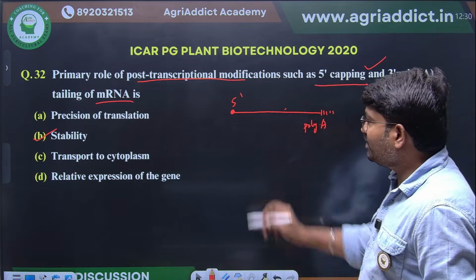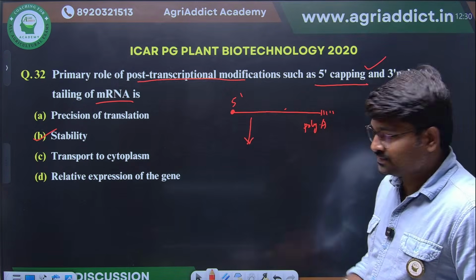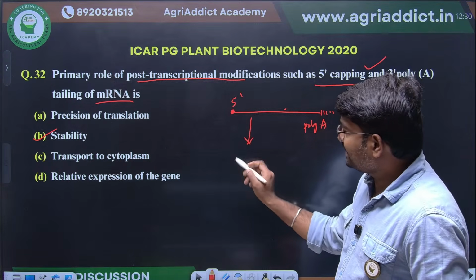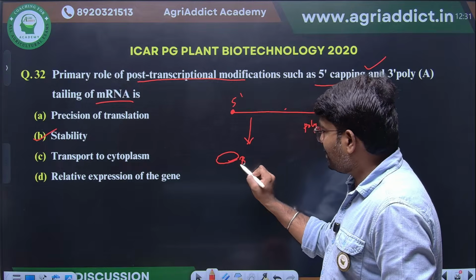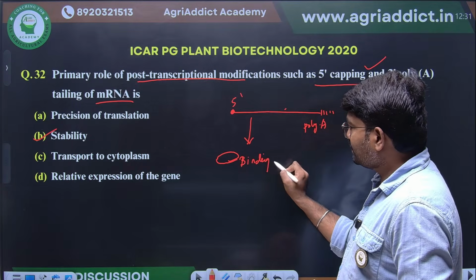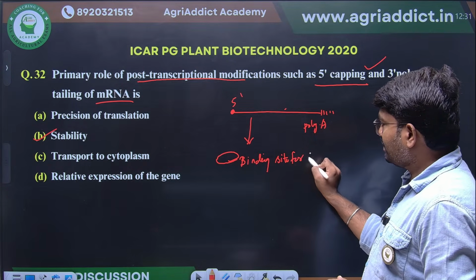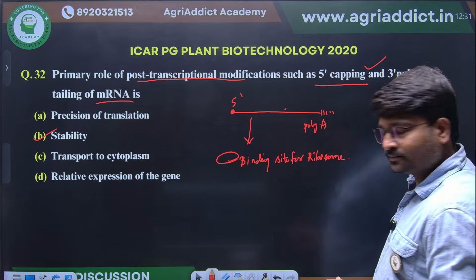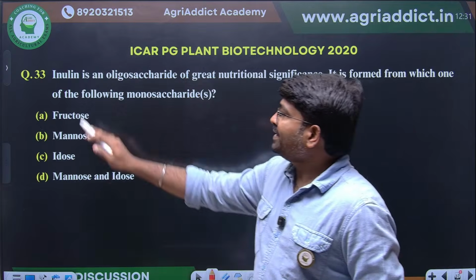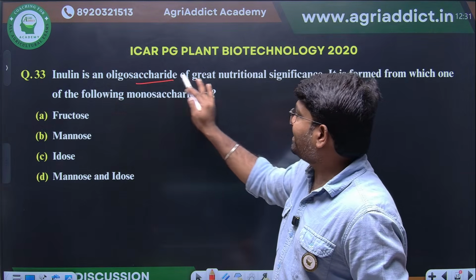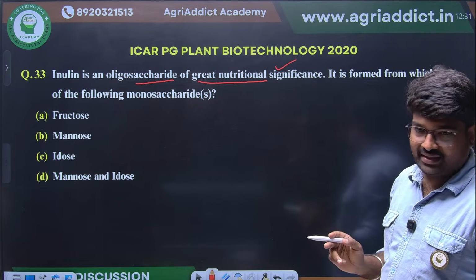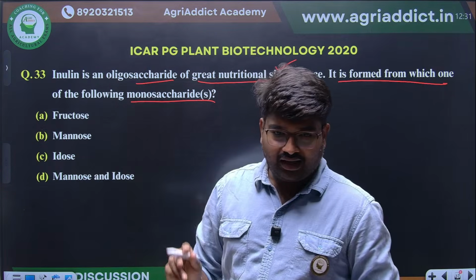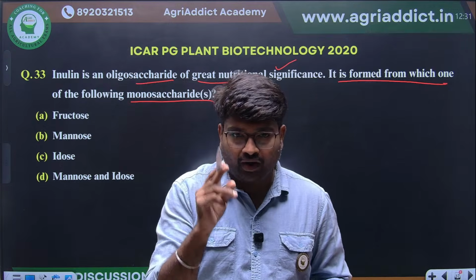Apart from that, during translation, this cap-like structure at the 5' site will act as a binding site for ribosomes, to initiate the translation process. Okay, clear? Yes, clear. Inulin is an oligosaccharide of greater nutritional significance. It is formed from which of the following monosaccharides? I already told you inulin is a polysaccharide.